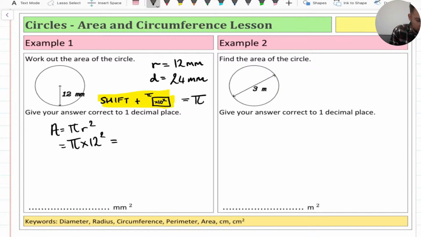So shift pi times by, well, we can do that in our heads. 12 squared is equal to 144. If you're doing this non-calculator method, sometimes they'll ask for it in terms of pi. So in terms of pi, this would be 144 pi centimeters squared, because it's still area. Just because it's in terms of pi doesn't mean it's not in terms of centimeters squared. So this here would be the non-calculator technique.